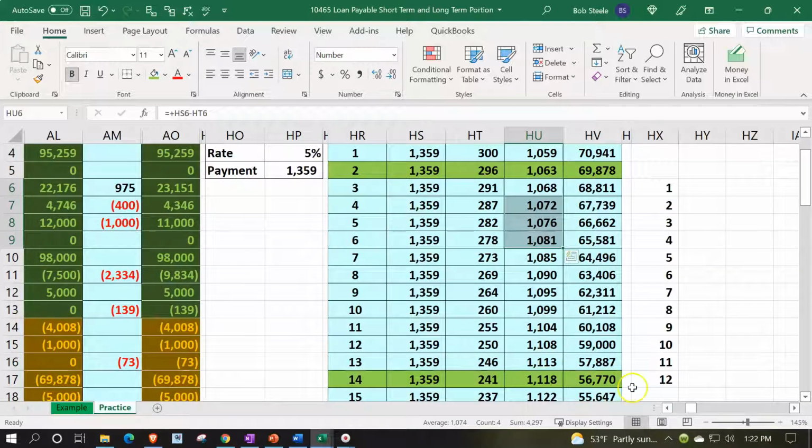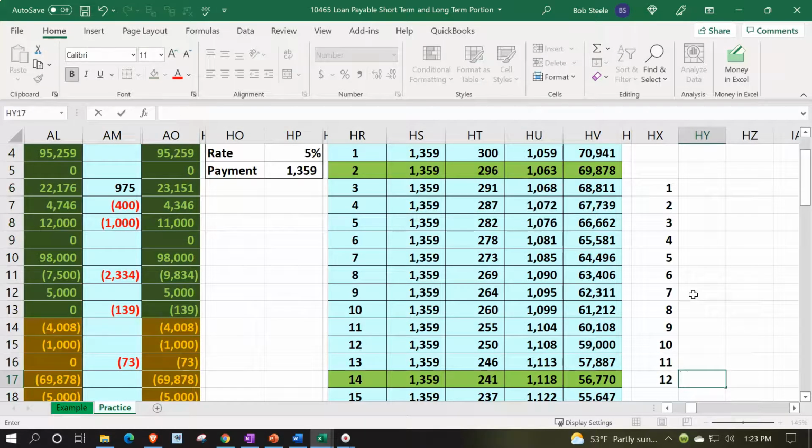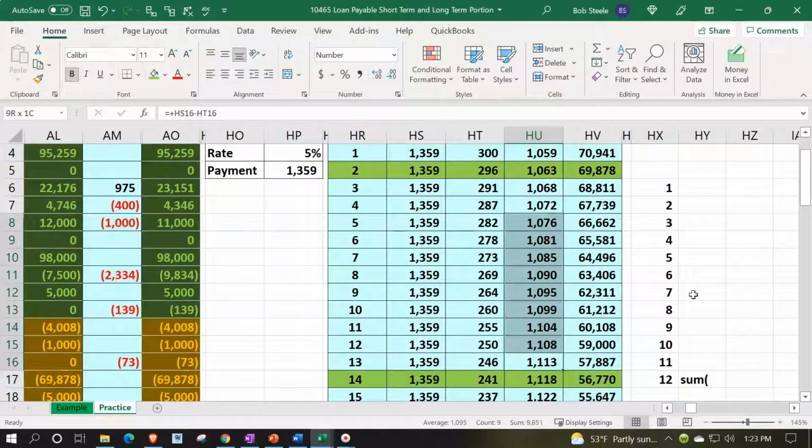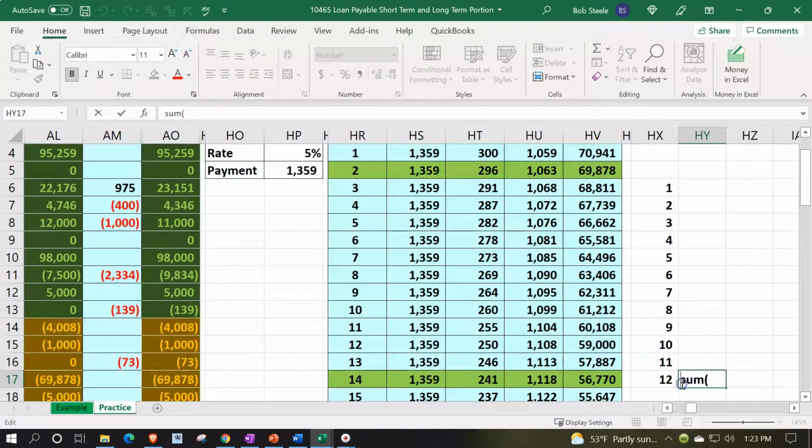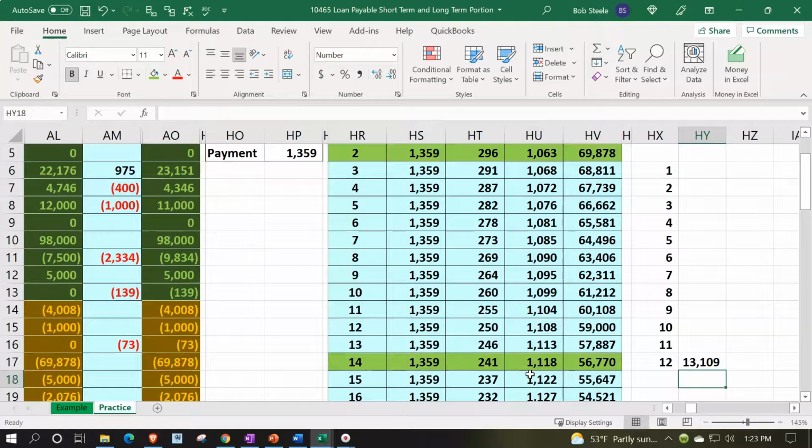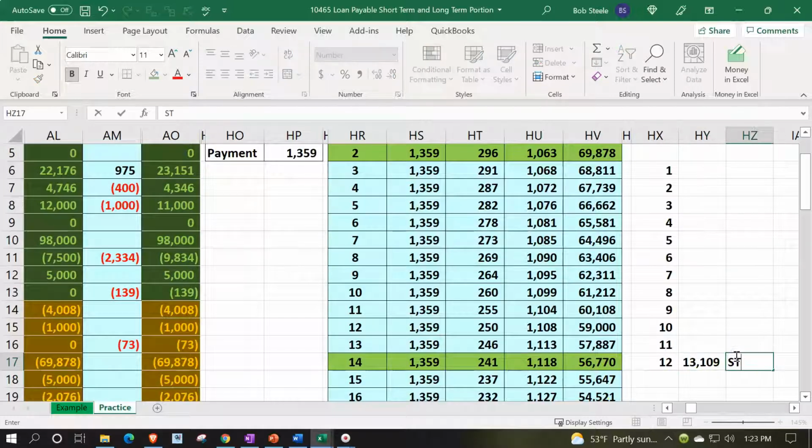So we're going to say, okay, that means that the short-term portion is going to be, let's put it down here, the sum of these items are the short term right there. Hold on a second. I didn't put an equal sign. Equals and then sum of these items down to the green. So there we have it. And then that's going to be the short term.